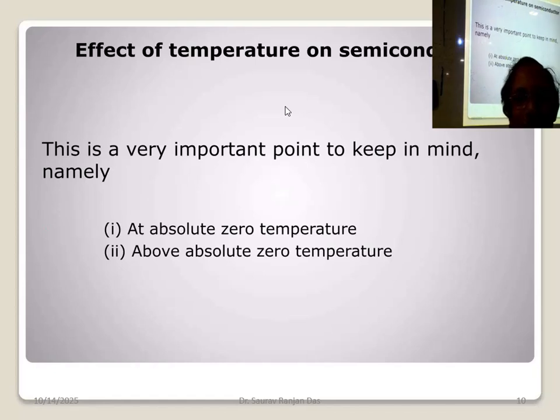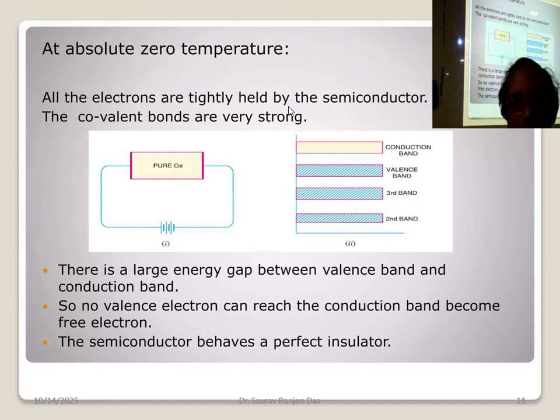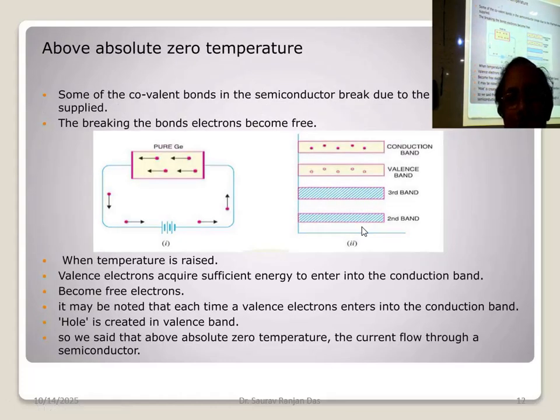Absolute zero temperature, and above absolute zero temperature. At absolute zero temperature, a semiconductor will behave as a non-conductor, above absolute zero temperature it will behave like a semiconductor, and above a certain temperature it will behave like a conductor. At absolute zero there will actually be no current flow. The gap is good enough to resist. Above absolute zero it will behave as a semiconductor.